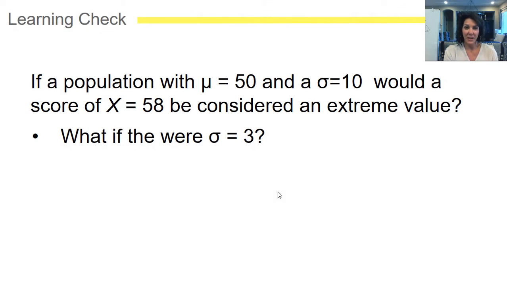All right, this one is tricky, but you can do this. If a population has a mean of 50 and a standard deviation of 10, would a score of 58 be considered an extreme value? And then I want you to think, what if the standard deviation were 3? It's going to be different. So let's take a look. Think about it first, pause the computer, and then come back and take a look.